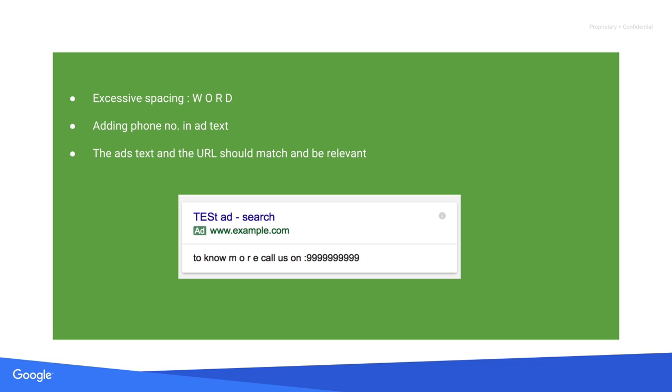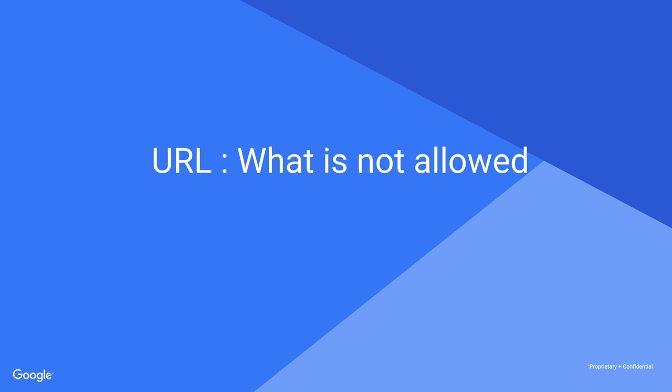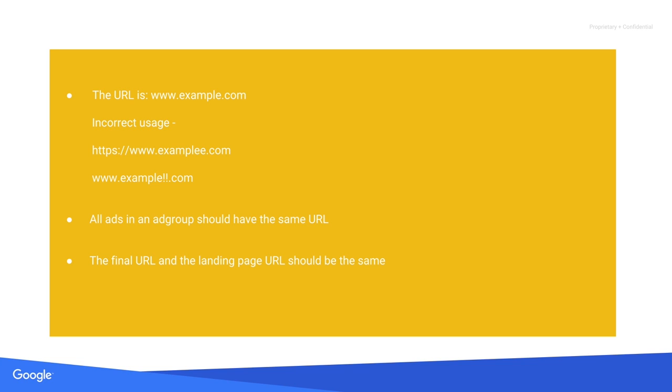www.google.com. Now let us talk about common mistakes with your ad's URL. Make sure that the display URL, that is the URL that people see in your ad, isn't mistyped or doesn't include HTTP or HTTPS, and also does not use any non-standard characters like exclamation points.